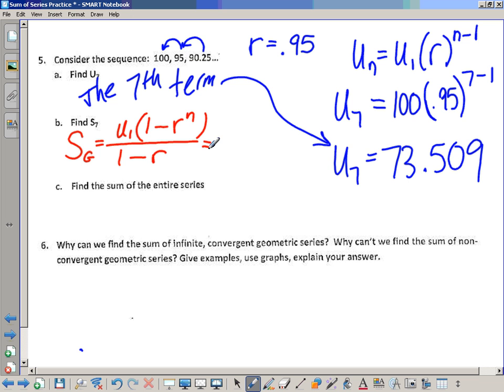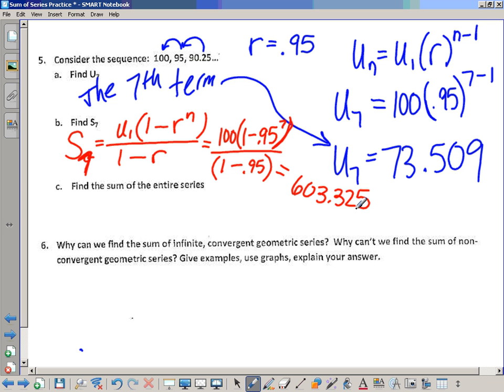Okay, I got the first term, 100. Got the common ratio, 0.95. Finding the sum of 7 terms, not infinite, but 7 terms. And then on the bottom, you have 1 minus 0.95. Make sure you're using your parentheses correctly. The sum of those first 7 terms is going to be 603.325.